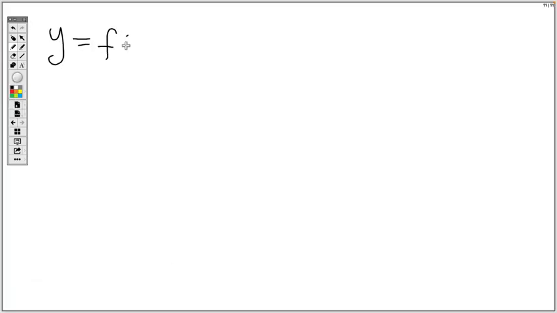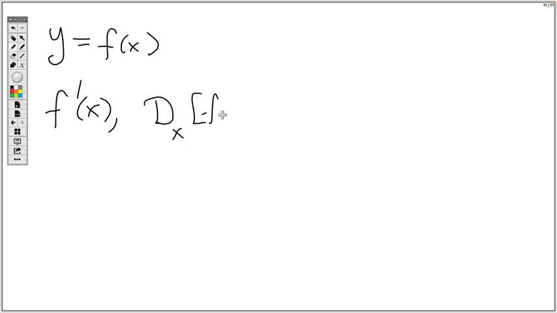So if you've got a y equals f of x, there's the f prime of x. That's the notation we've been using for derivative. But there's a couple other notations. I like to use this notation, d/dx f of x. The d stands for derivative. The x means that that's the variable of differentiation. So I'm taking the derivative of f of x with respect to x. That's what that means.